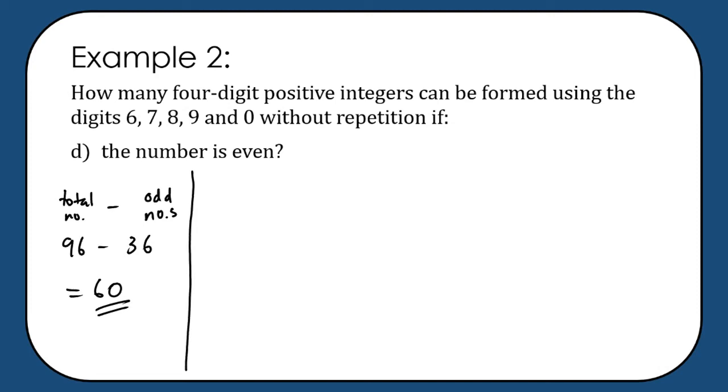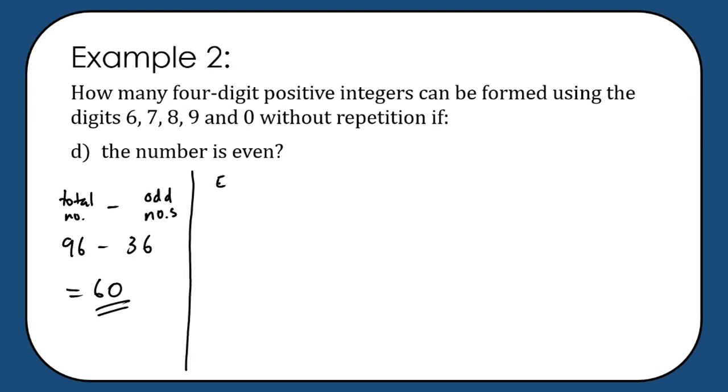If though we hadn't worked out the number of odd options already, then we need to think about the number of even options. And again, the 0 in this problem makes things quite difficult. We really need to think about 2 different cases. The situation where the number ends with a 0, which would make it even, and the situation where the number ends with 6 or 8 as 2 different things.